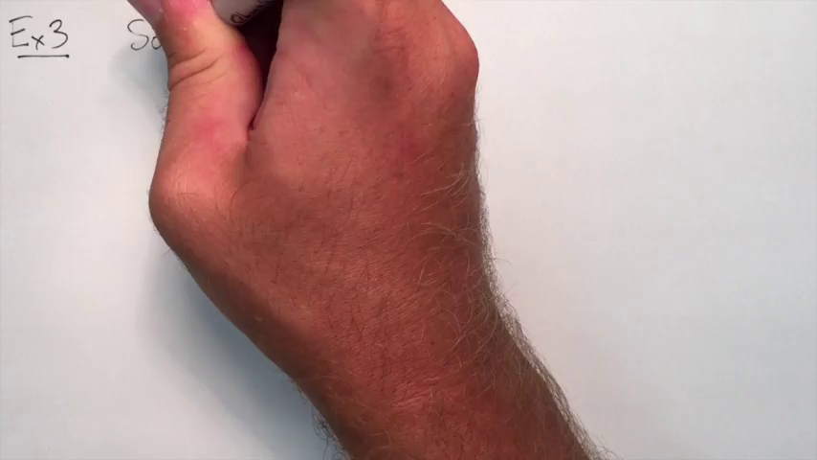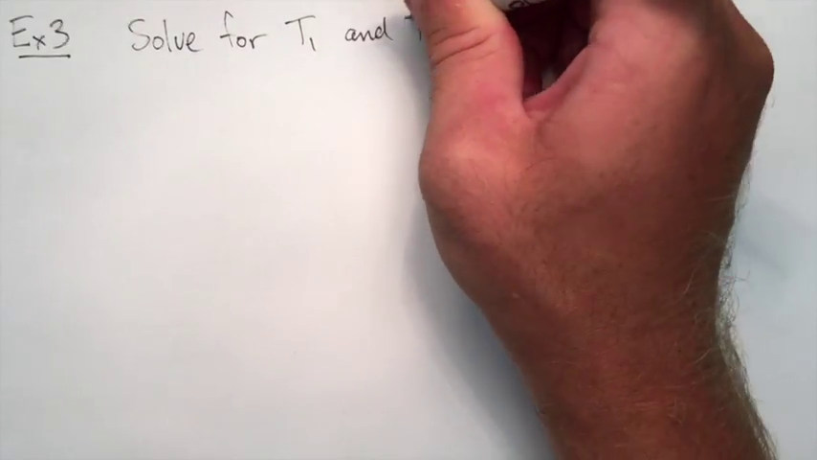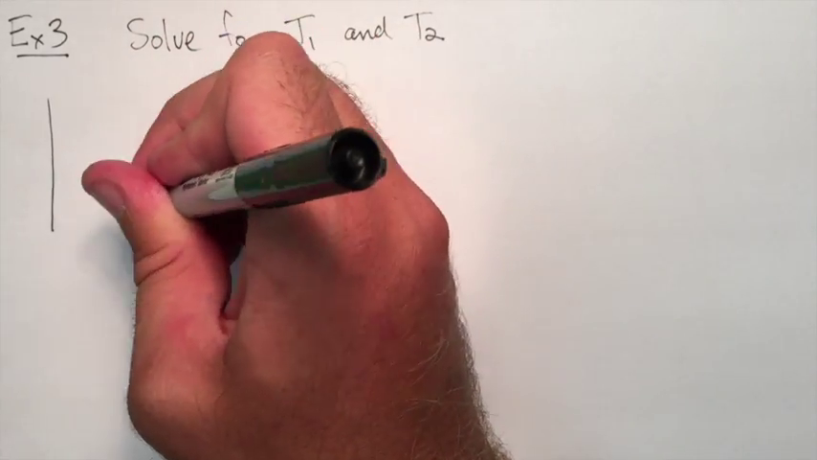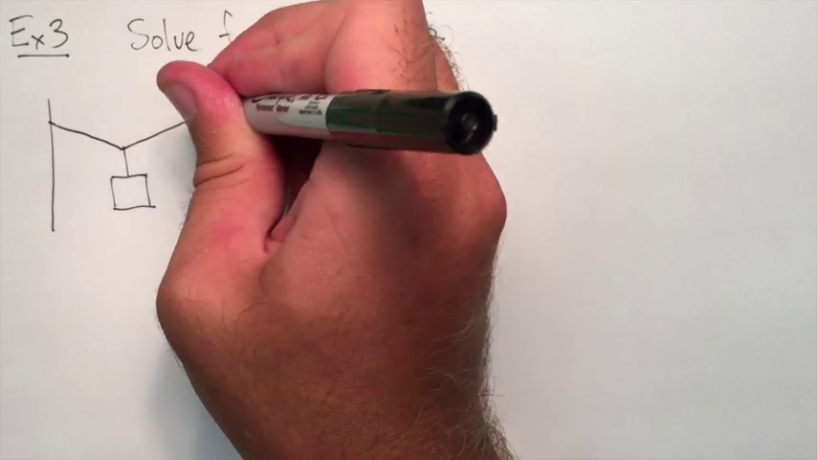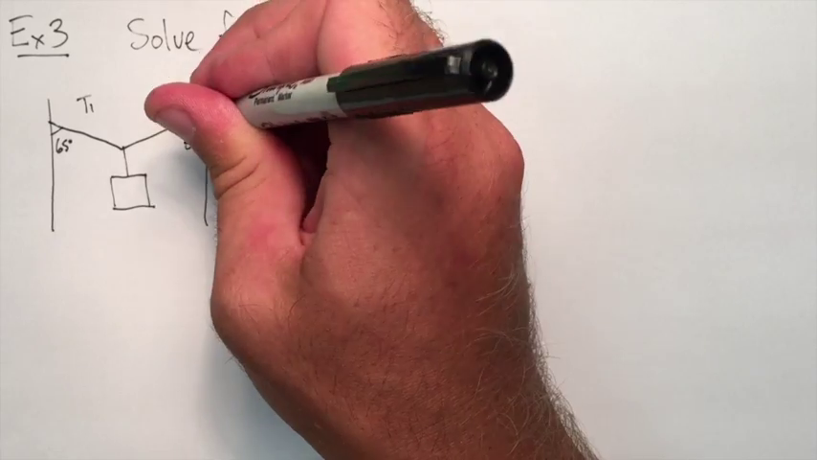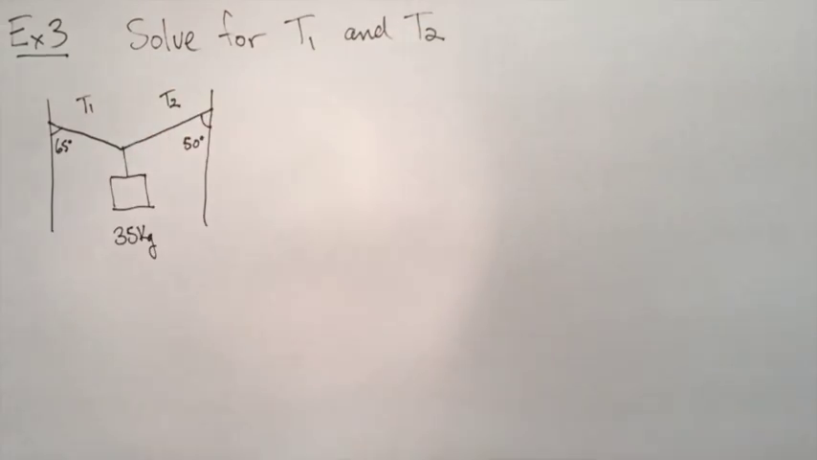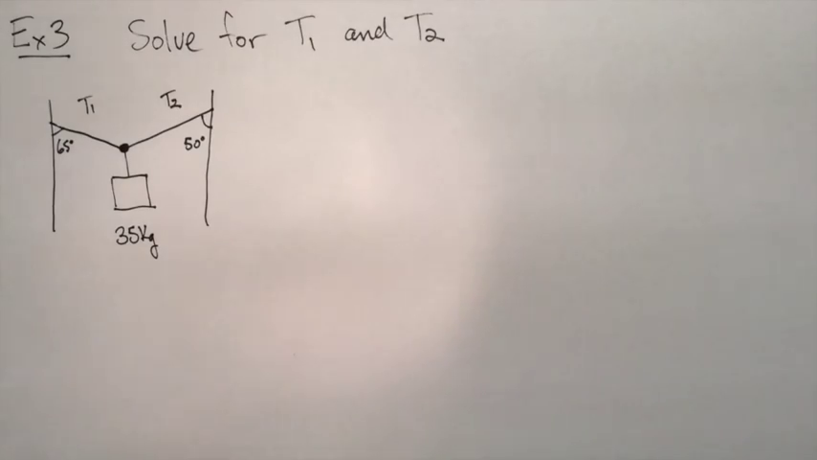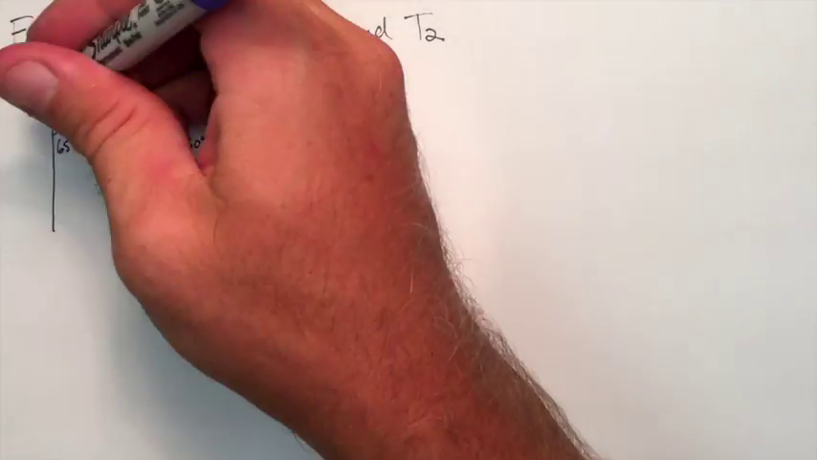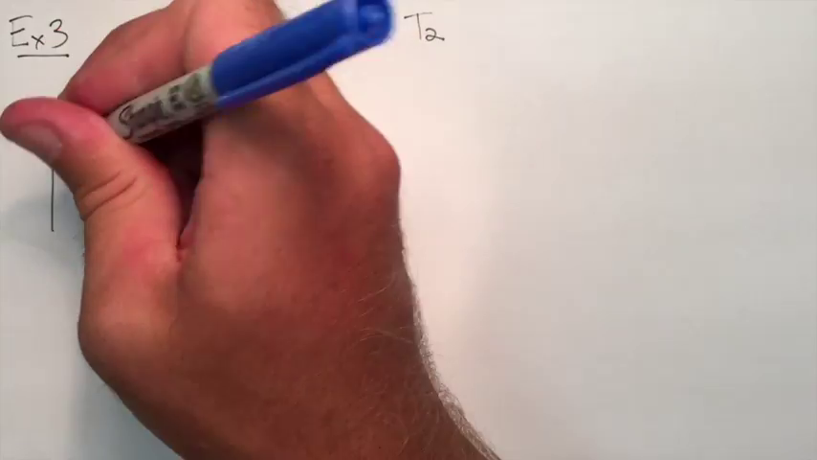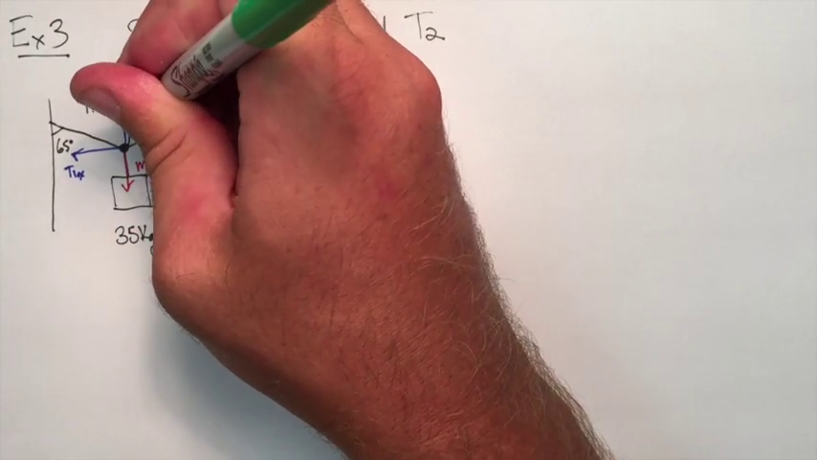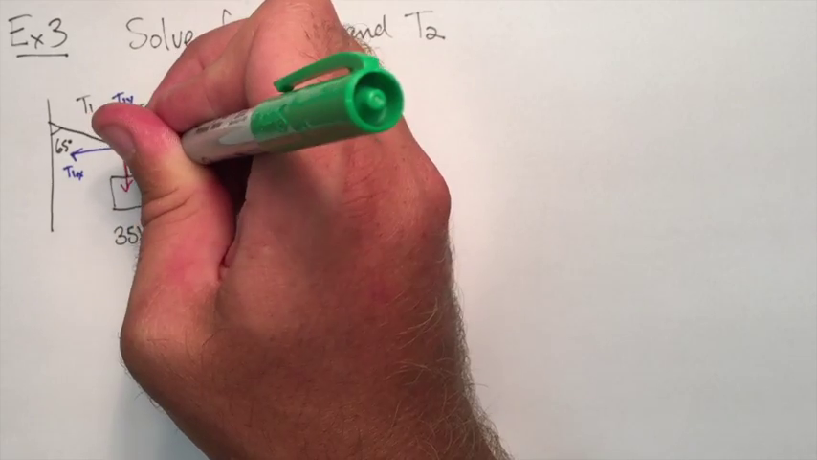Okay, next example. Let's solve for T1 and T2 again. Slightly different problem. This time we have our two walls, but both of the ropes are going to be on an angle. Again, here we have T1 and T2 on different angles, 65 and 50, 35 kilogram mass. We're going to want to concentrate on that central focal point. We know it's going to be pulled down by mg. And we're going to break apart both T1 vectors, so that's T1y and T1x, and the T2 vector, T2y and T2x.